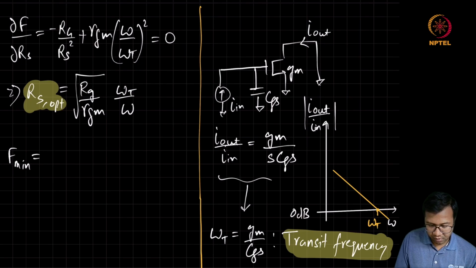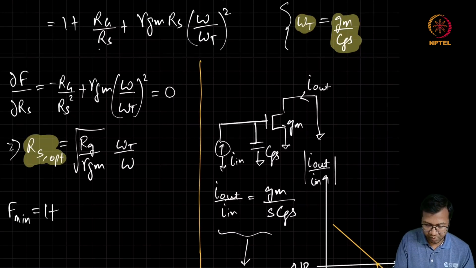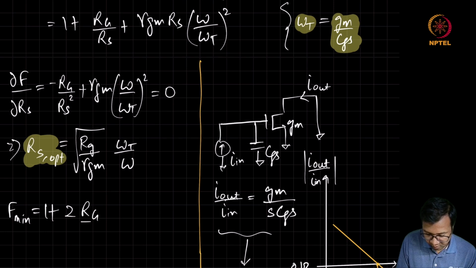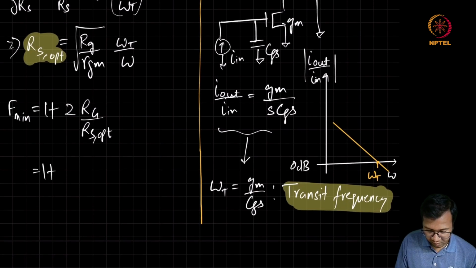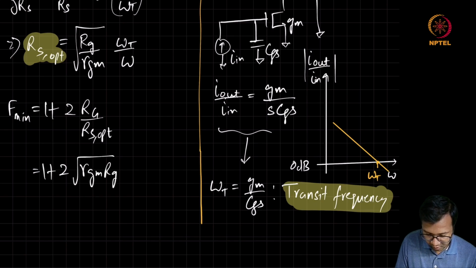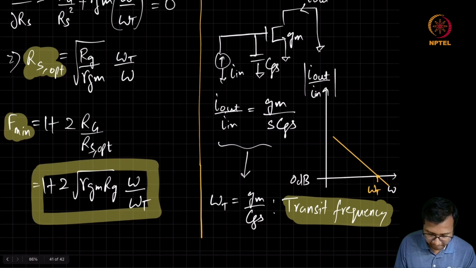noise factor is equal to 1 plus, when it is minimized, you will find that both of these terms are equal. So it is going to be equal to 2 Rg by Rs opt, written as 1 plus 2 Gm Rg into omega by omega t.